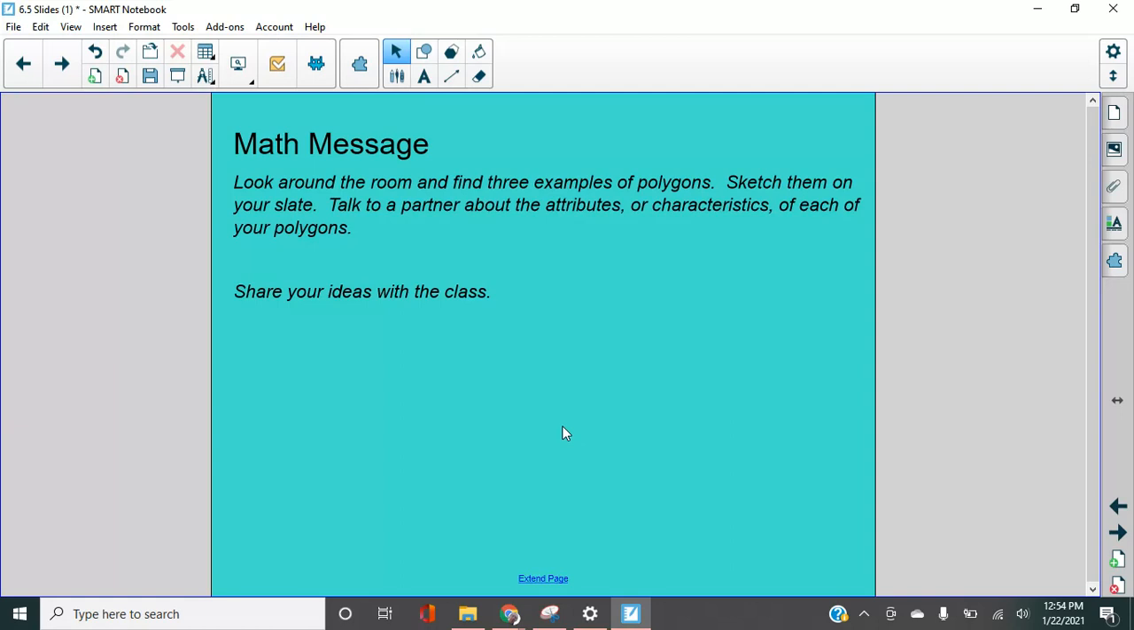A polygon is any shape that meets a few characteristics. The one that is one of the most forgotten is that a polygon has to have all straight sides, right? So a circle is not a polygon. A polygon also has to be closed. So this right here, that's not a polygon because see, it's open on this side here. So a polygon has to be closed.